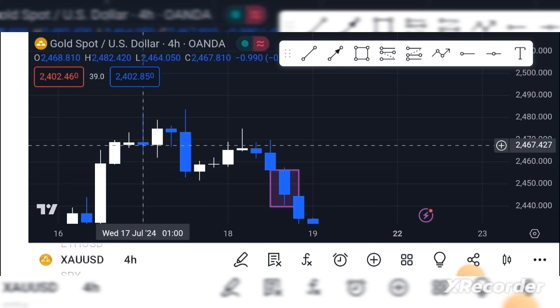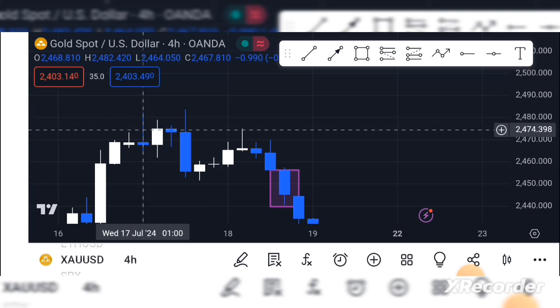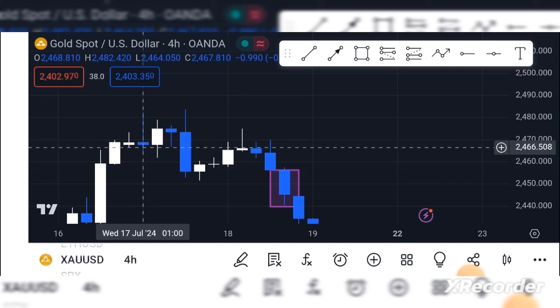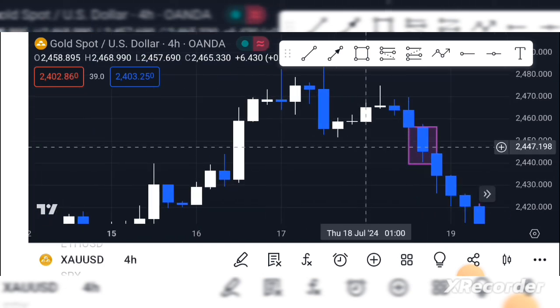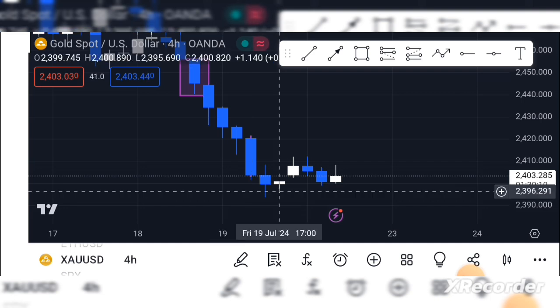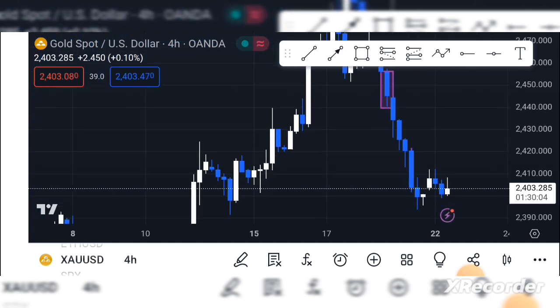You can see price opened here, was pushed down, then pushed up and it was rejected by the bears, pushed down to this place and closed below this. You can see it. So this is a very good momentum candle. As you can see, here is a momentum candle, here is a hammer candle, and there are many types of candle that I'll be talking about. These are the Japanese candles, which are very, very important.